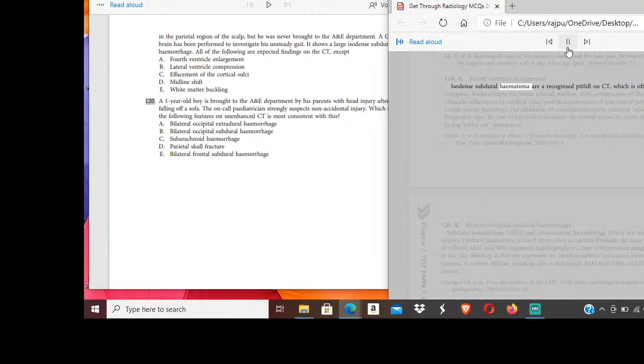Ventricle enlargement, isodense subdural hematoma are a recognized pitfall on CT, which is often difficult to recognize. Indirect signs are hence critical: midline shift, compression of the ipsilateral lateral ventricle, effacement of cerebral sulci, medial displacement of the junction of gray and white matter buckling, and dilatation of contralateral lateral ventricle, which is a bad prognostic sign. In case of bilateral collections, the frontal horns lie closer than normal, giving rabbit ear appearance. Adam A. et al.